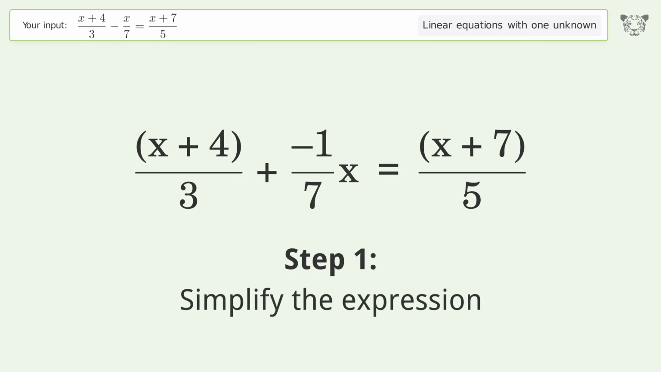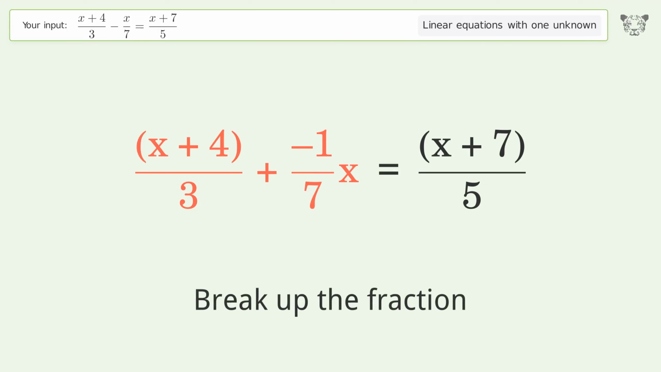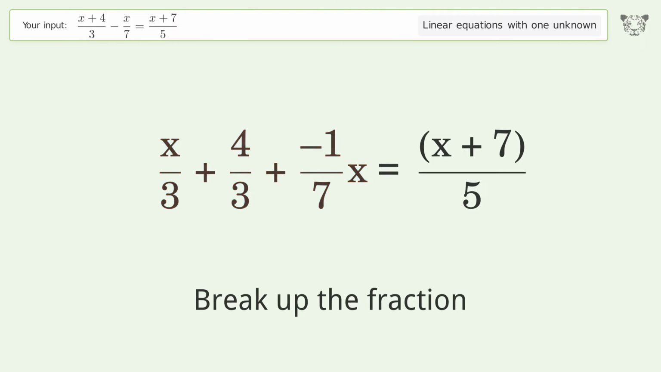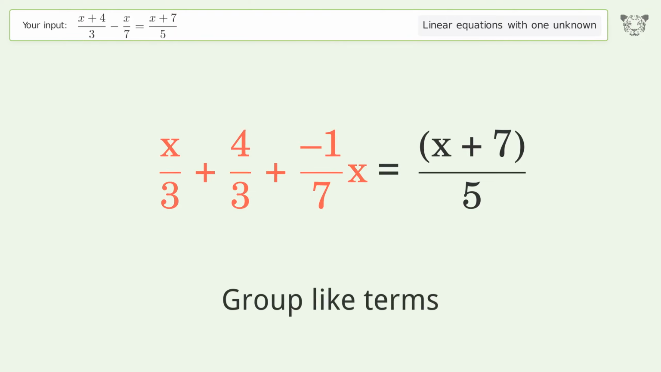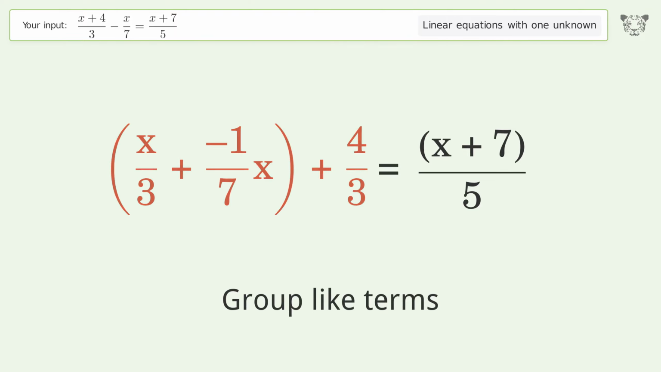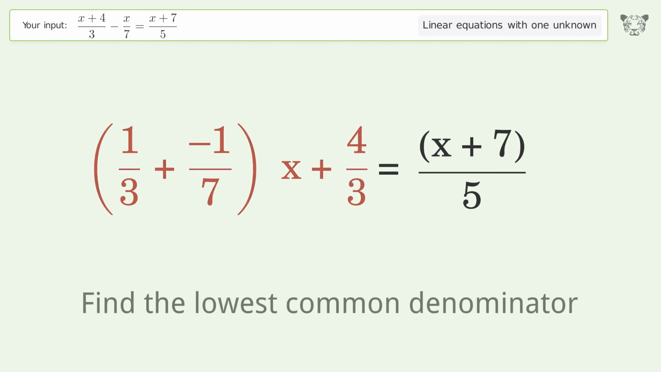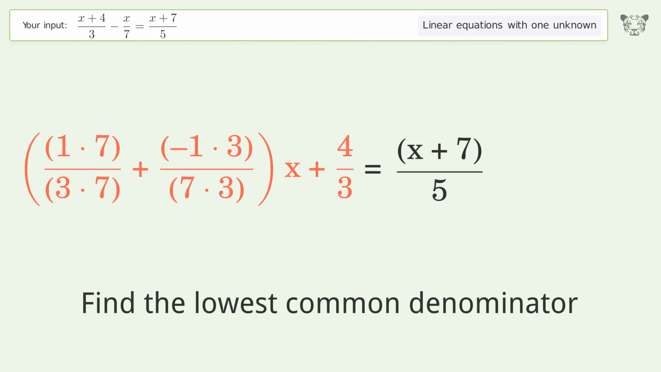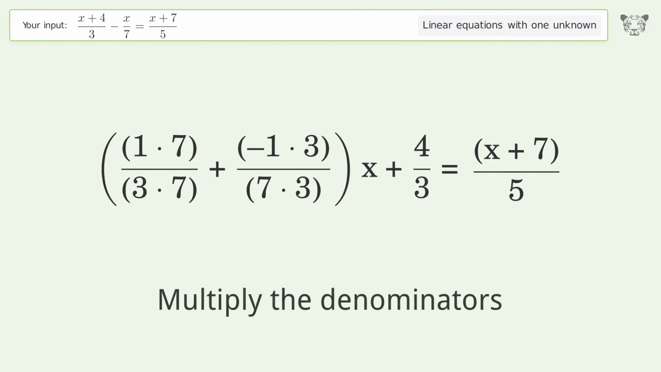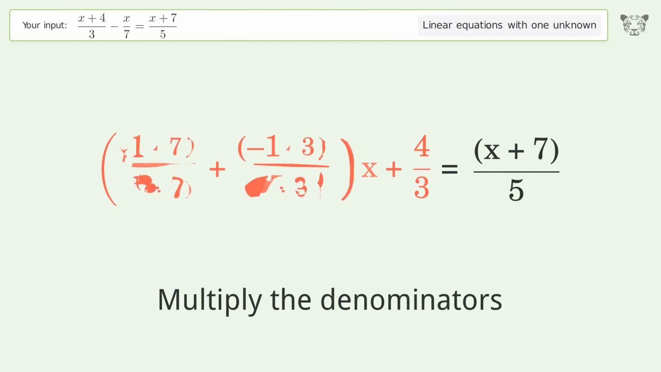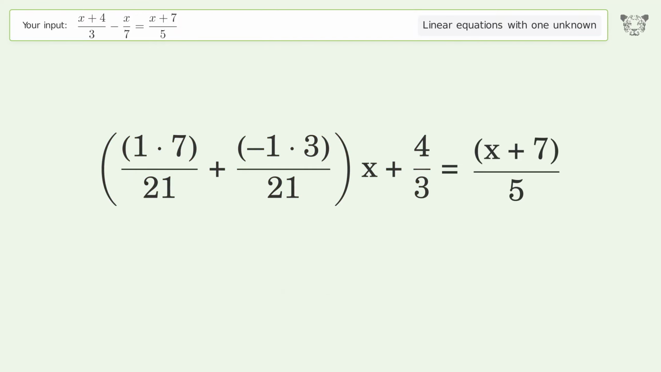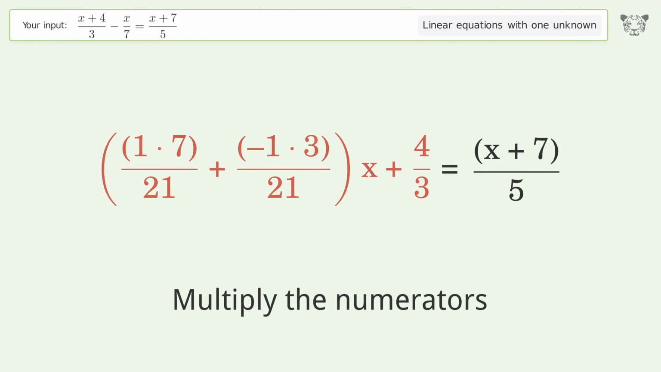Simplify the expression. Break up the fraction. Group like terms. Group the coefficients. Find the lowest common denominator. Multiply the denominators. Multiply the numerators.